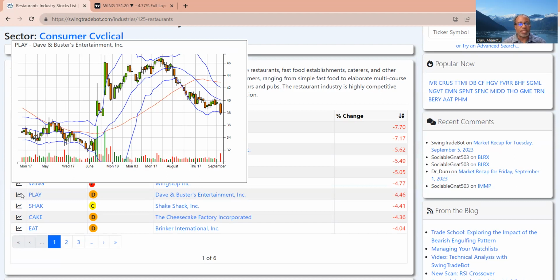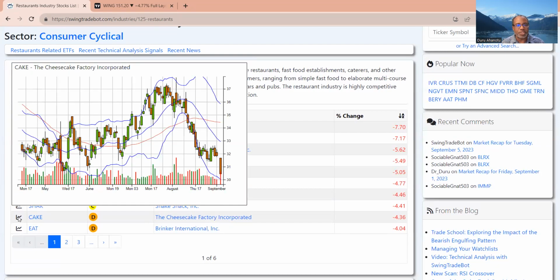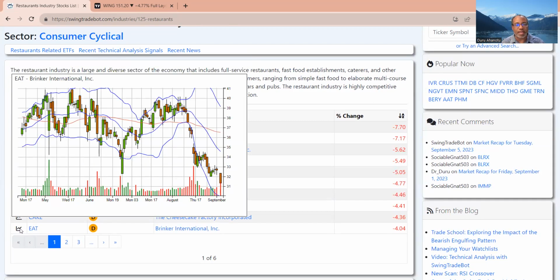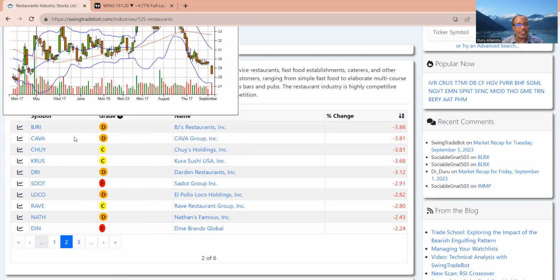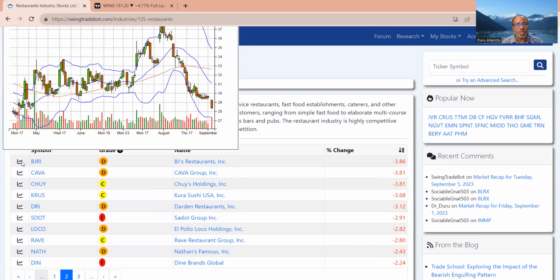So let's keep going down the list because I see some names that were mentioned on Fast Money. Shake Shack, oh, that definitely looks bearish. You can see the 50-day moving average breakdown earlier in August, and it is now confirmed with that fresh breakdown today. That was what, a 4.4% drop. We have Cheesecake Factory, that looks bearish. EAT, or Brinker International, that looks bearish. Let's just go to one more page and take a look at some more of these really bad looking stocks. I think you can see the patterns here.